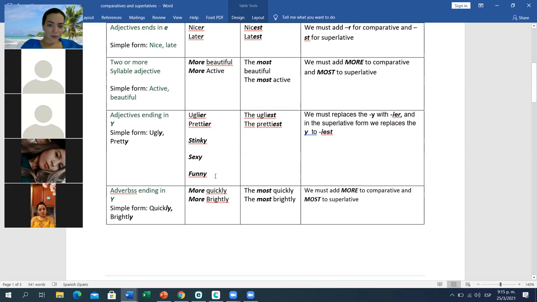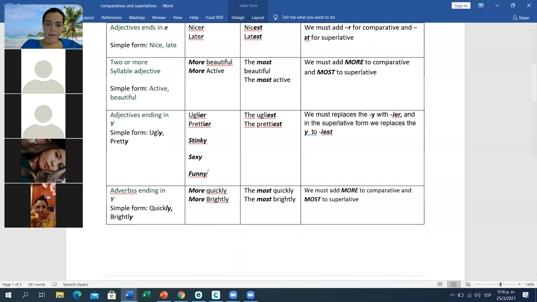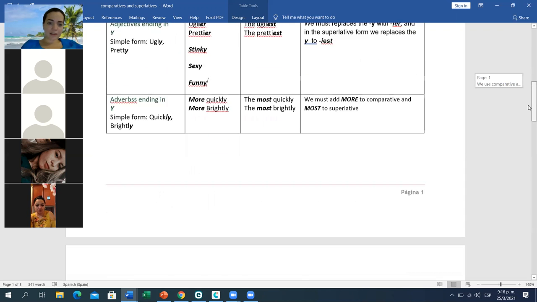For example, I don't want you to write here brightlier. Bright. Clear. Watch out for this. Always analyze and think which is an adverb and which is an adjective. Brightlier doesn't exist, person. Yes, teacher, but it's ending in Y. Guys, remember this rule. It is an adverb, so please be careful, okay? So that's how we use here most quickly or more quickly, okay? We're going to do an exercise on that.